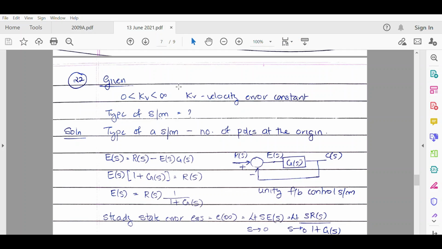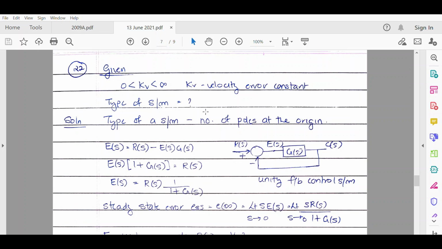The given data is that the velocity error constant Kv is a non-zero finite value, which means that it is between 0 and infinity, and they have asked us about the type of the system. Now the type of a system is defined as the number of poles at the origin of the system.